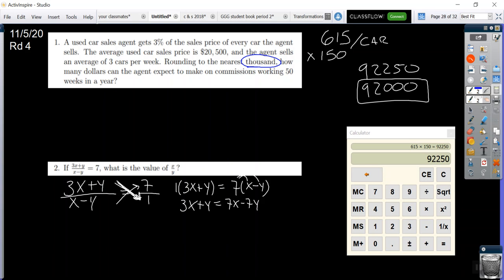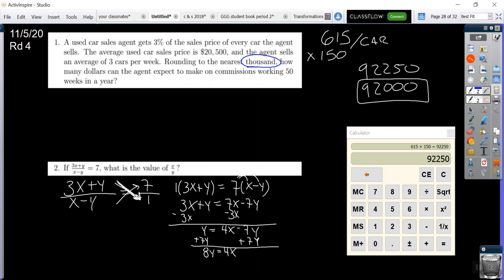Alright, so now let's combine the similar terms. So I'm going to subtract 3x from both sides. We get y is equal to 4x minus 7y. Let's add 7y to both sides because we want to get the y's together. And so we get 8y is equal to 4x.